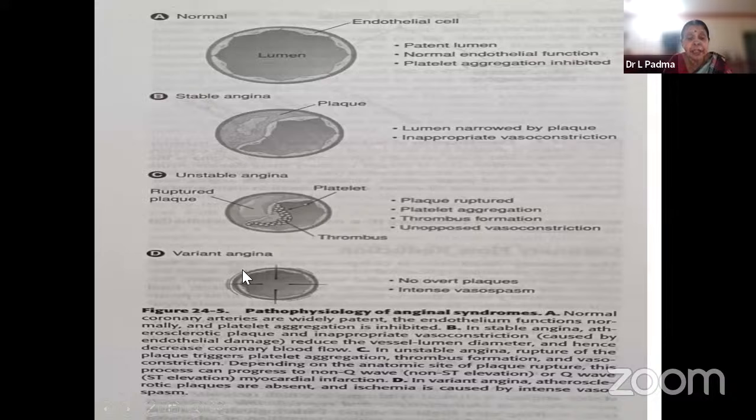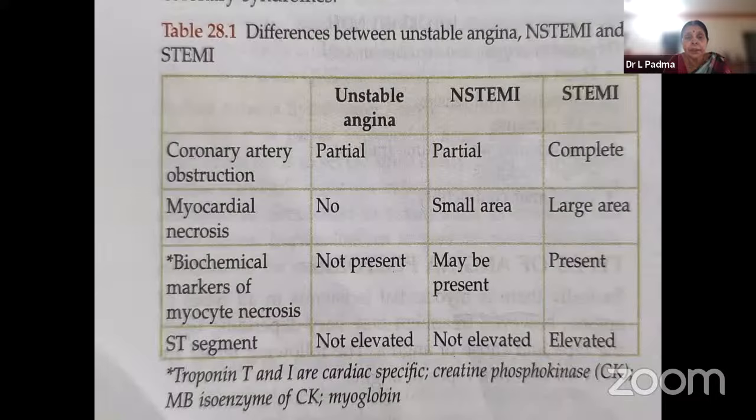Whereas in variant angina, there is a coronary vasospasm, which is also called Prinzmetal angina. So these are the ones we have, and you should know literally how each occurs and what the clinical symptoms and signs are, and then appropriately use the drugs, which we will come to in another one or two slides. Now, a little more on the differences between unstable angina, non-STEMI and STEMI.